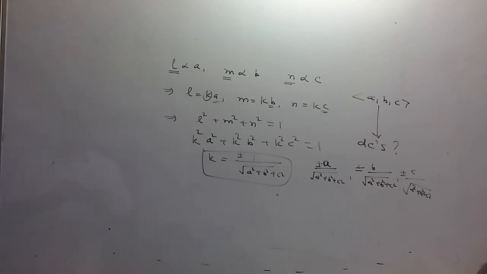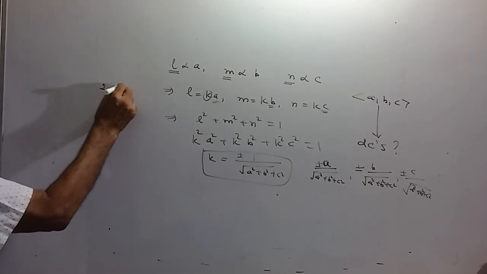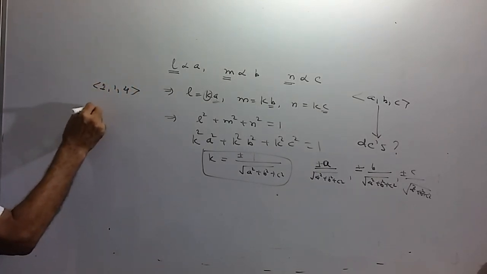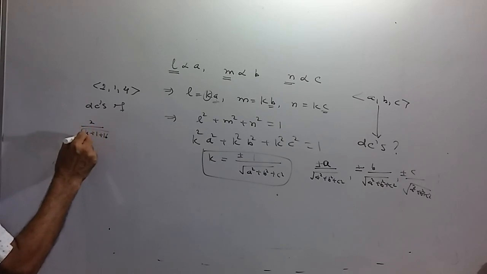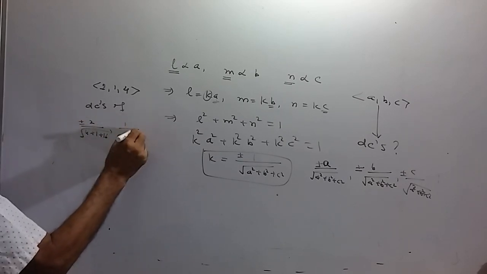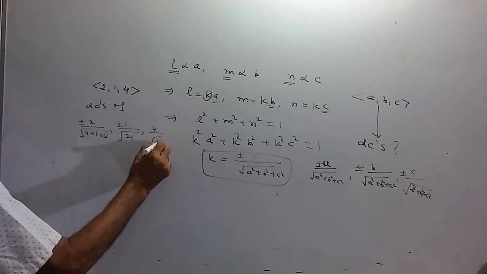Let us look at this now. I got 2, 1, 4. They are direction ratios. Then what are the direction cosines of the line? It is 2 upon the square root of 4 plus 1 plus 16, plus or minus 1 upon this, which is the square root of 21, plus or minus 4 upon the square root of 21.